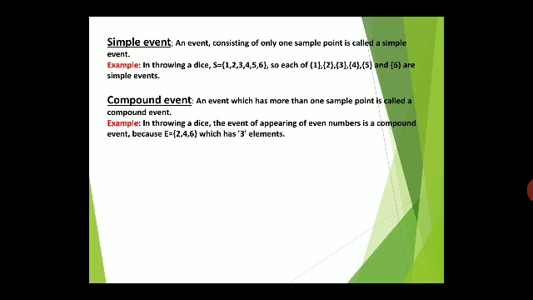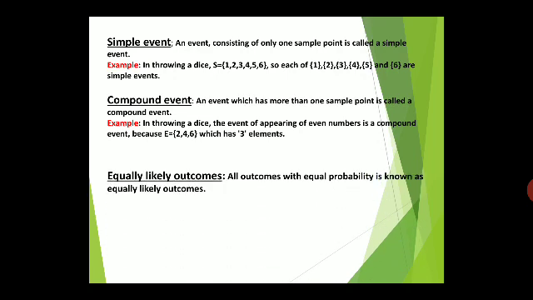After that, compound event. An event which has more than one sample point is called a compound event. As for example, if you throw a die, the event of appearing an even number is a compound event, because E is the set containing elements 2, 4, 6, which has 3 elements, that is more than one element, so it is a compound event.